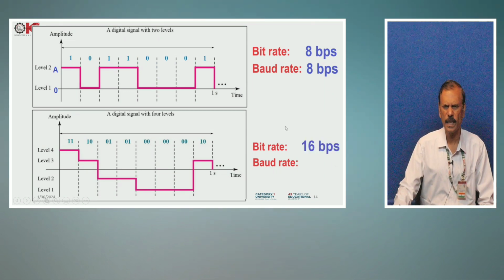Whereas the baud rate is again the same, since it is one pulse, we are saying one signal element only. So one signal element, and one signal element, and one signal element, like this, 8 signal elements. So the bit rate is 16 bits per second, whereas the baud rate is 8 baud. The baud rate is nothing but the number of signal elements we are transmitting. This is what we have to understand.